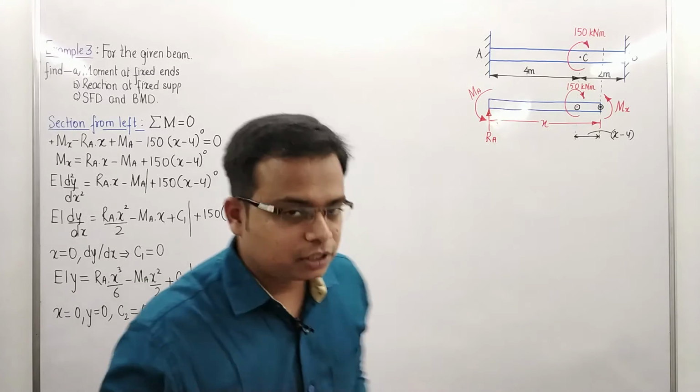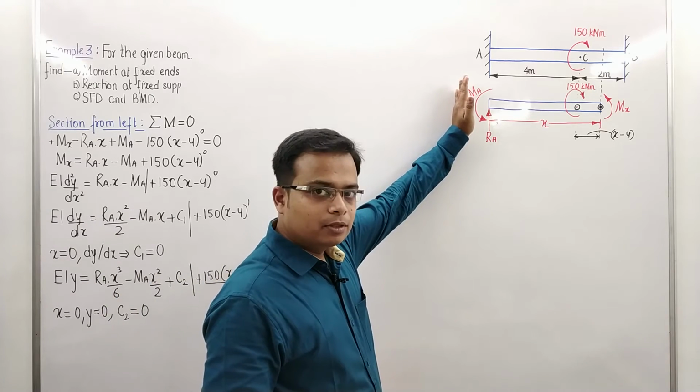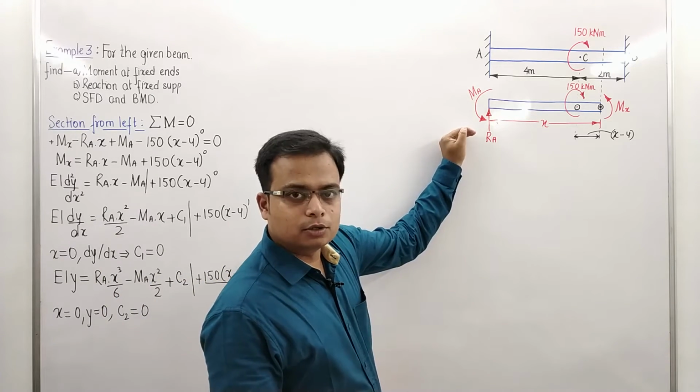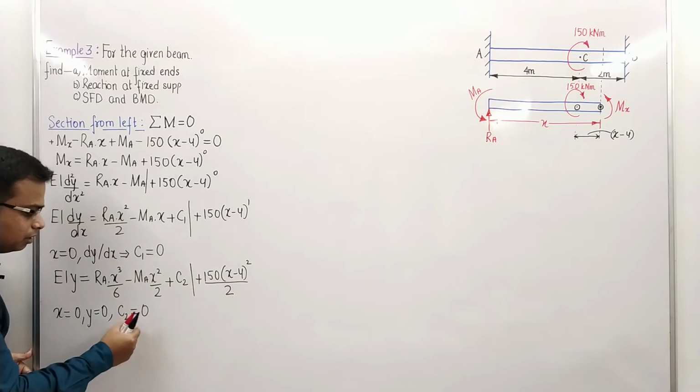Anyway, so what I was telling you is that if you put the value of x is equal to 0 over here, you can put slope and deflection is equal to 0, and based on those conditions we obtain the value of c1 as well as c2.